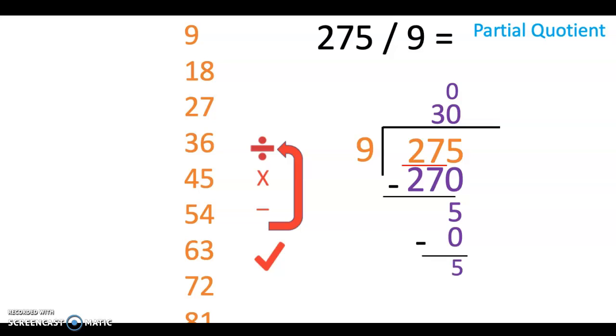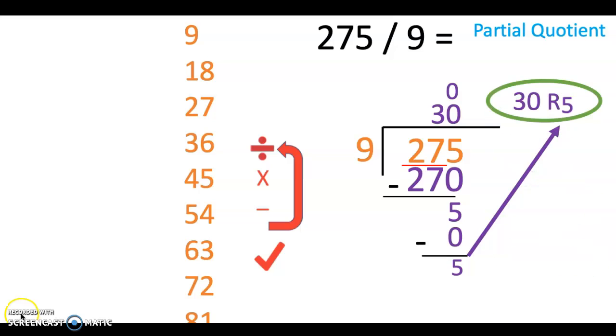Now we have no place values left to repeat with. So let's check. Is 5 smaller than 9? It is. That means it's our remainder. So we have a remainder of 5, and then our answer comes from a 3 in the tens place and a 0 in the ones place, giving us 30 with a remainder of 5.